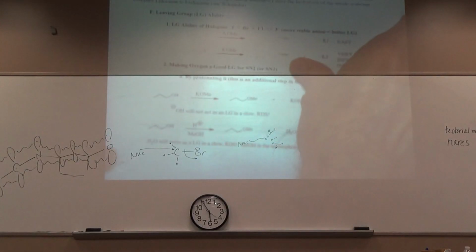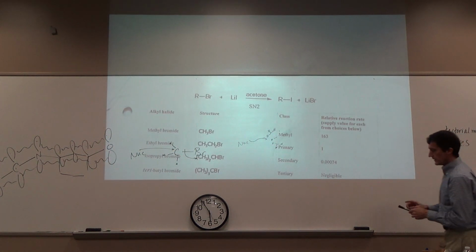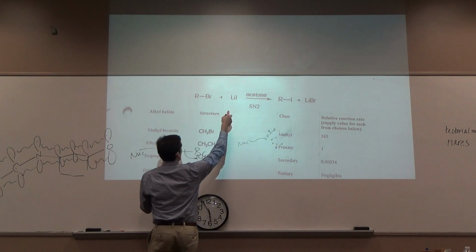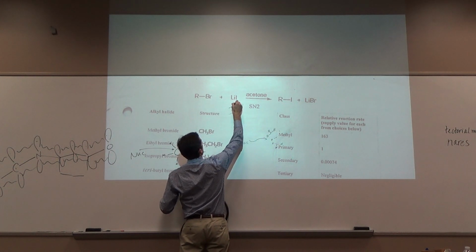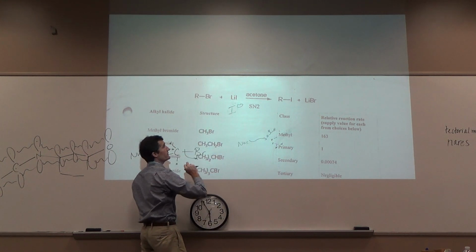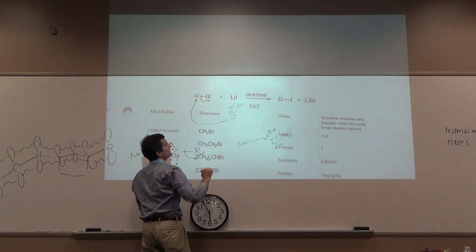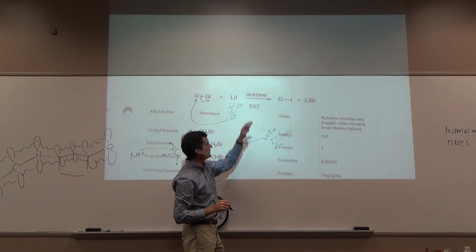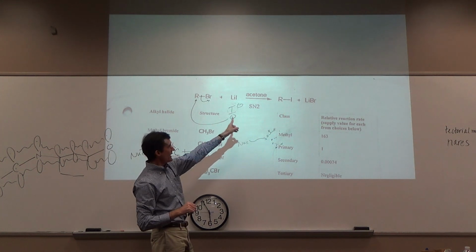Here are some example rates. If you take some alkyl bromide reacted with lithium iodide, lithium being a spectator ion, you're reacting with I minus. One halogen replaces another. These electrons attack the R and kick off the bromine. Good old SN2, and acetone is a common solvent for this. Now we've got the I bonded there.